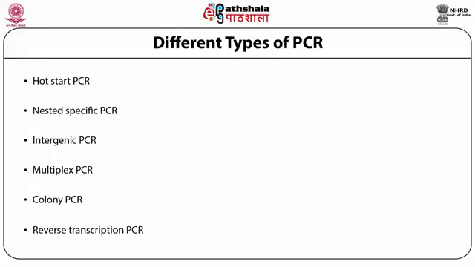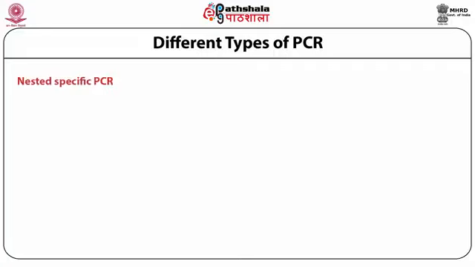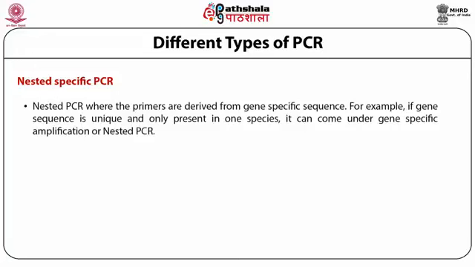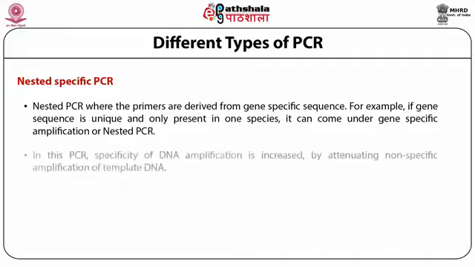So hot start, I have already explained that after the first cycle of denaturation, we add the Taq polymerase. What is happening in the nested specific PCR? Nested primers are gene specific primers, which means if a gene sequence is unique and only present in one species, it can come under gene specific application or nested PCR. In this PCR, the specificity of DNA amplification is increased by attenuating non-specific amplification of template DNA.